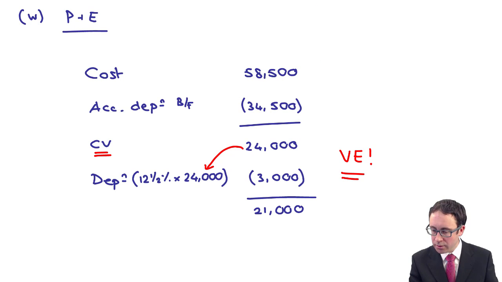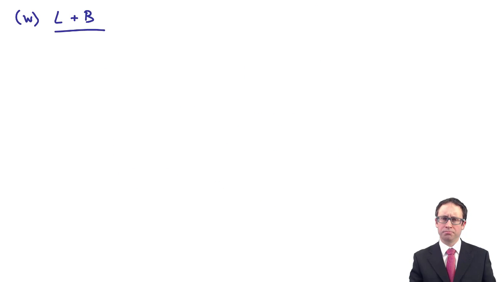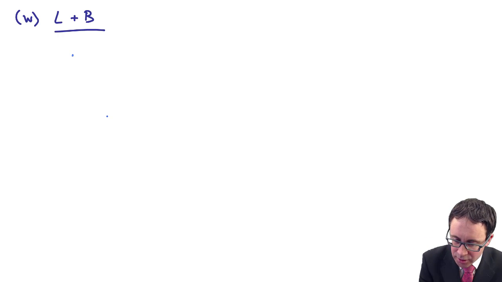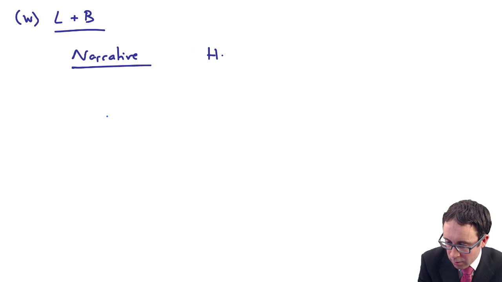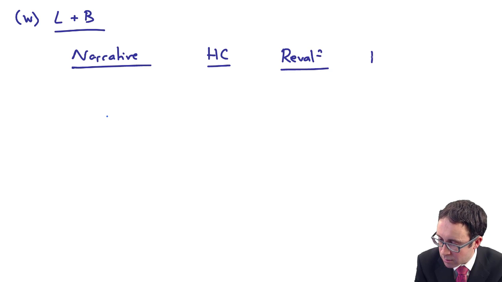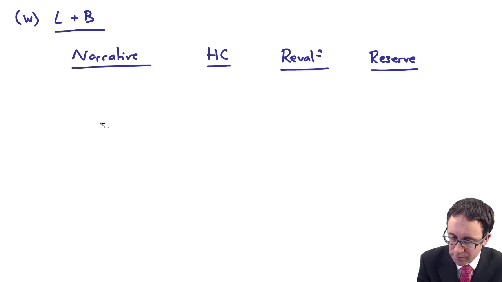So there's my plant and equipment. What have we got for land and buildings? A four-column approach, wasn't it, if we had a revaluation? Remember, we looked at the narrative, the historic cost, the revaluation amount, and then the amount within the reserves.